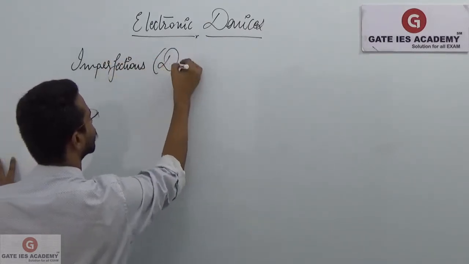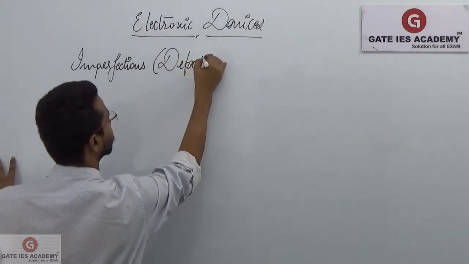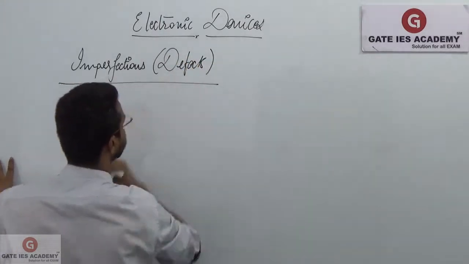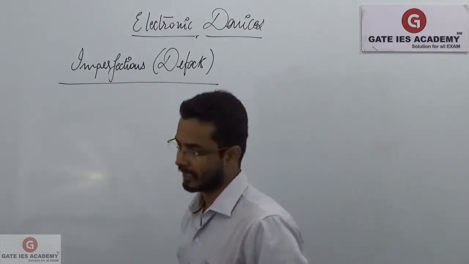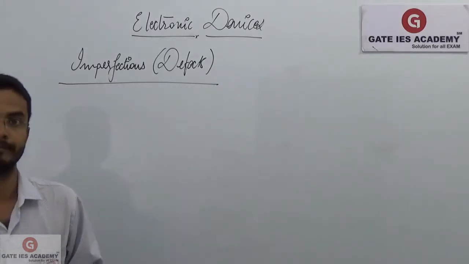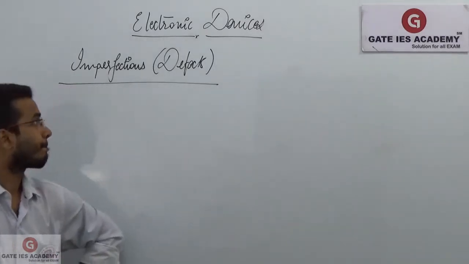Imperfections, or the most familiar name, defects. How many types of defects can exist in a crystalline structure? This is my point of interest now. Okay?